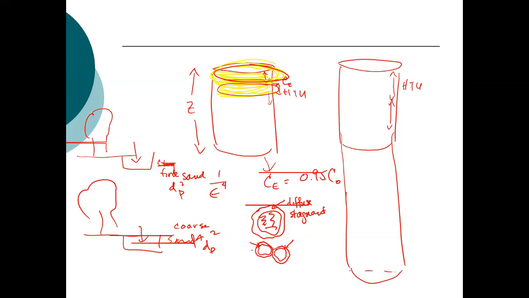Typically what I've seen is it's a balance between head loss and the rate at which you achieve equilibrium. It's about 40 mesh is about what often is used.